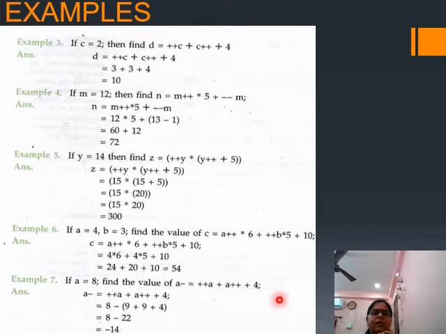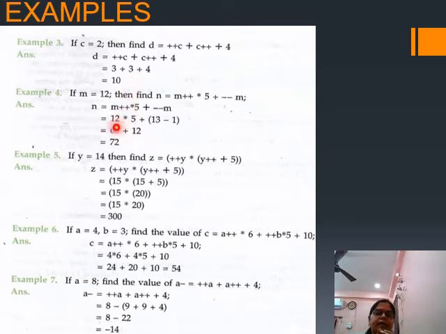Now we are going to take some examples here. First example, if c is equal to 2, then find d = ++c + c++ + 4. ++c will become 3. It will become 3, and c++, since c is now 3, it will remain 3, and c++ is postfix. So first the action will be taken, we will get 3 plus 3 plus 4, the answer will be 10.